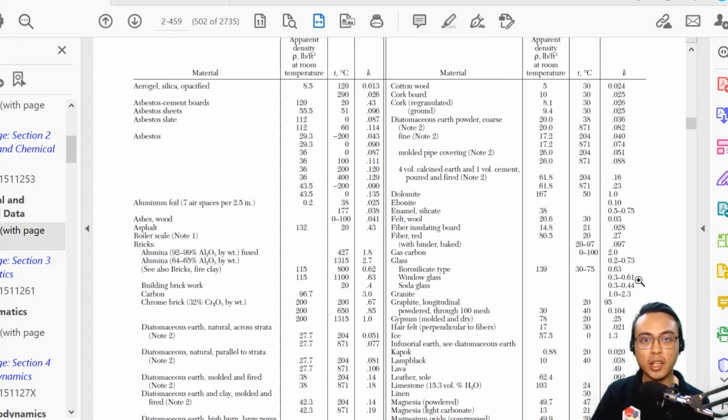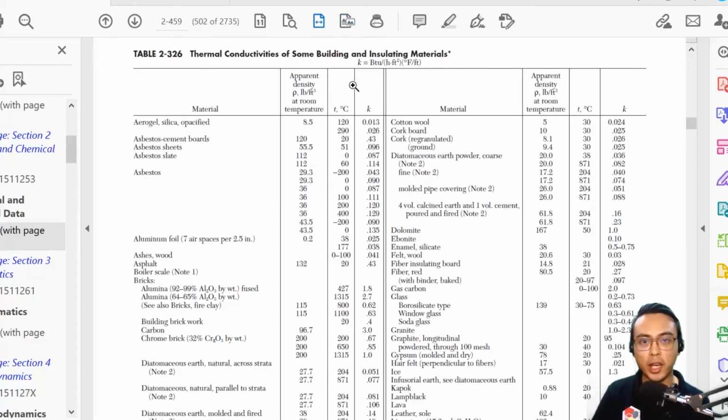Now, since it is given as a range, what we're going to do is to simply take the average between these two values to get an average value for the thermal conductivity of window glass. Okay? So let's just say that the middle value between 0.3 and 0.61 is 0.45. And take note of the units of K. The units are given here. That is BTU per hour per feet per degrees Fahrenheit.